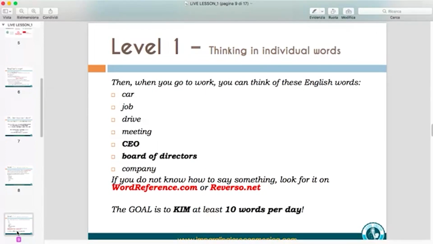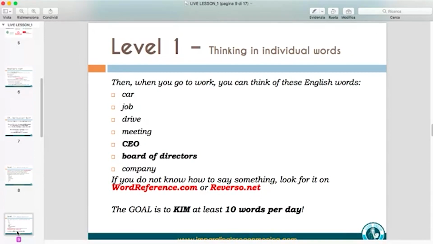Maybe you do not know how to say something, but don't worry. We know that there are some interesting tools available online that can help us. For example, I always suggest 2 specific websites to look for the new words. These websites are wordreference.com in order to translate single words, and reverso.net in order to translate very, very little sentences. You can also download the applications, both of Word Reference and Reverso. They are free of charge, so you don't have to pay, and you can use them every time you need.